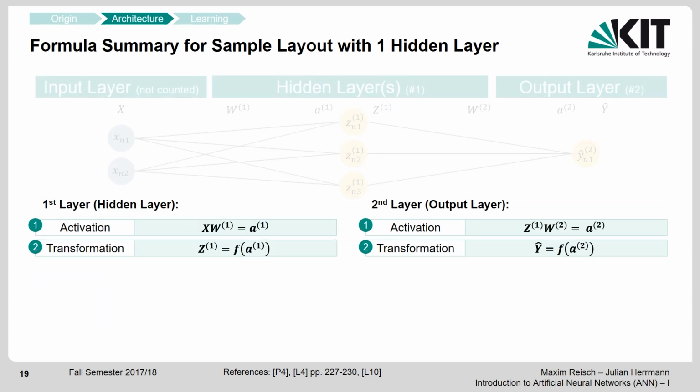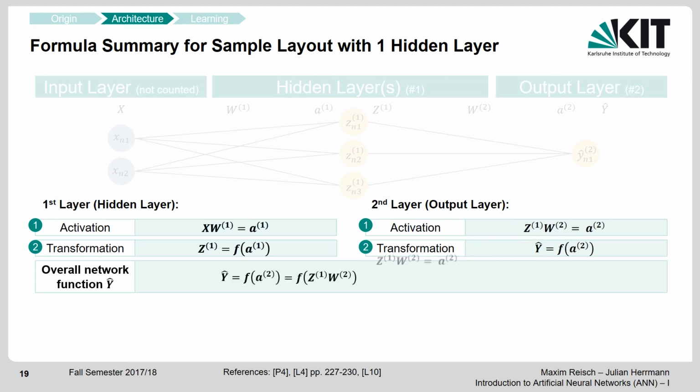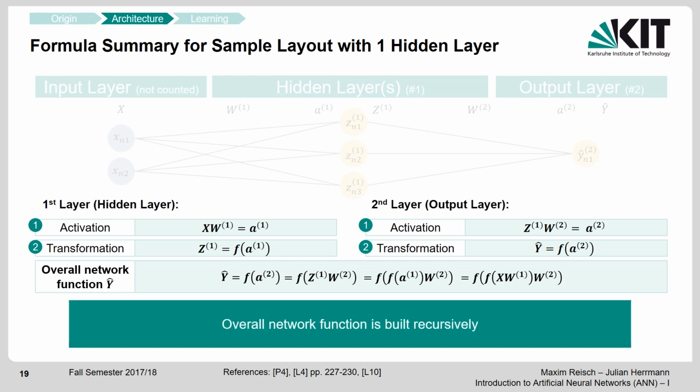So we get 4 equations, but we can think of them as one big equation. We express y hat as the activation function of A2, and A2 as a product of Z1 and W2. We can again rewrite Z1 as an activation function of A1. And we also know that A1 is just a product of input x and the weights from the first layer. Now it's clear to see that our neural network is a function of the input and the weights of hidden layer 1 and also of hidden layer 2.